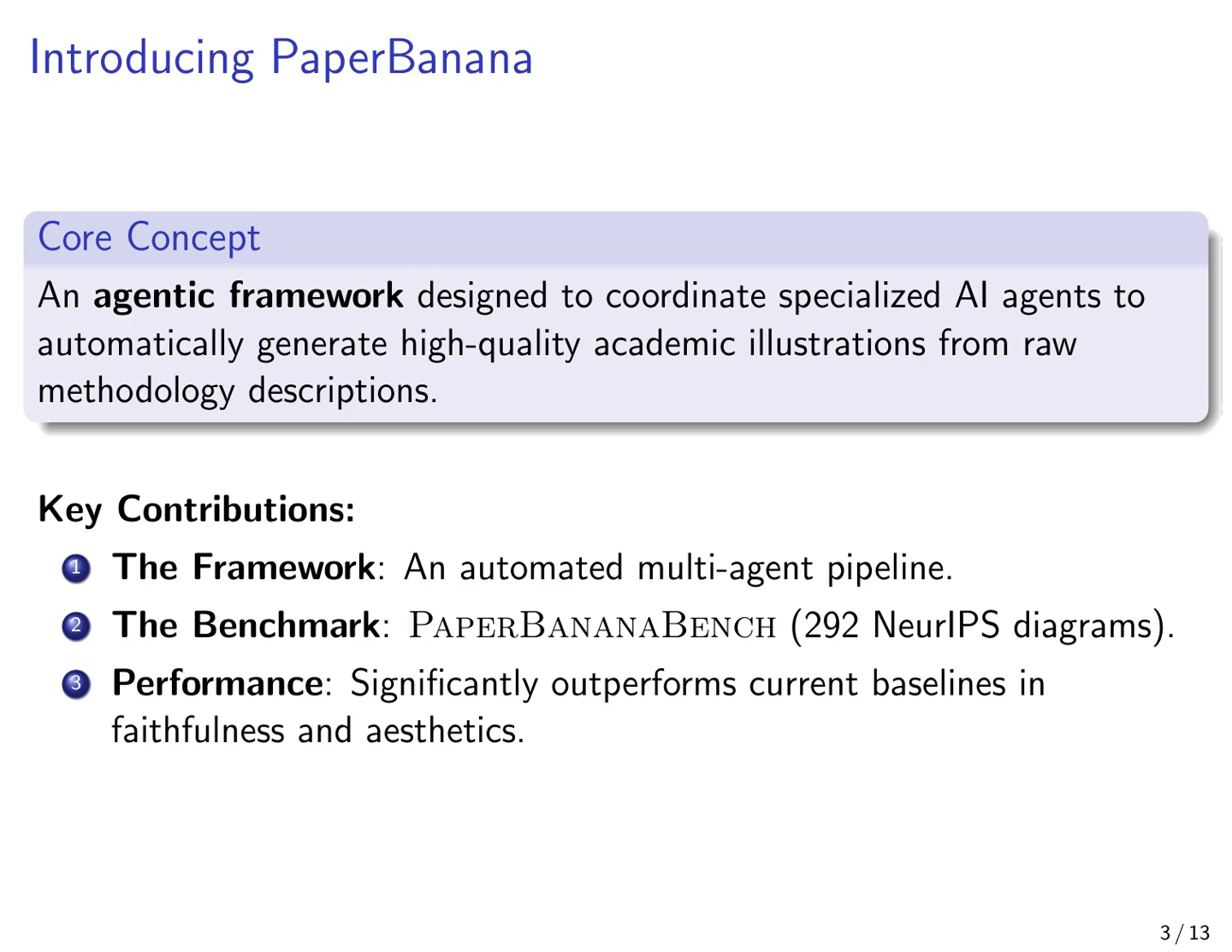So the key contributions here really boil down to three things. First, you have the framework itself, this whole automated pipeline. Second, and this is absolutely critical for any new research area, they went ahead and created a new benchmark, PaperBananaBench, so we can actually evaluate these kinds of diagrams properly. And third, the punchline. Their results show that this whole approach significantly outperforms the current baselines.